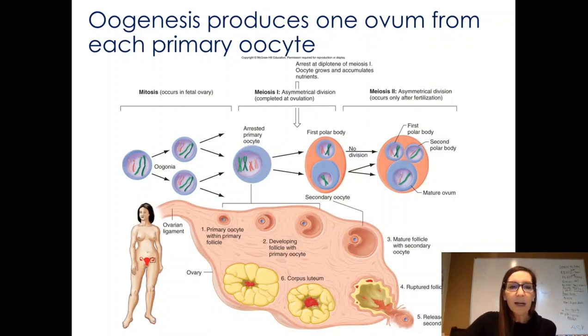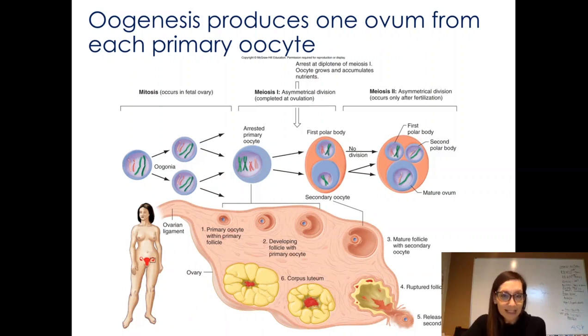Many differences here. A lot of oogenesis actually occurs before a woman is even born. It occurs in the fetal ovary. And so in the fetal ovary, you have these oogonia, which divide through mitosis, just like we had the spermatogonia. They divide through mitosis to form the primary oocyte. That primary oocyte begins the process of meiosis 1.